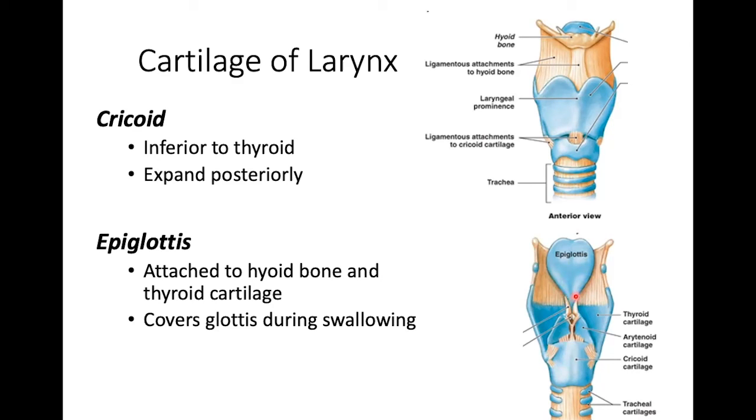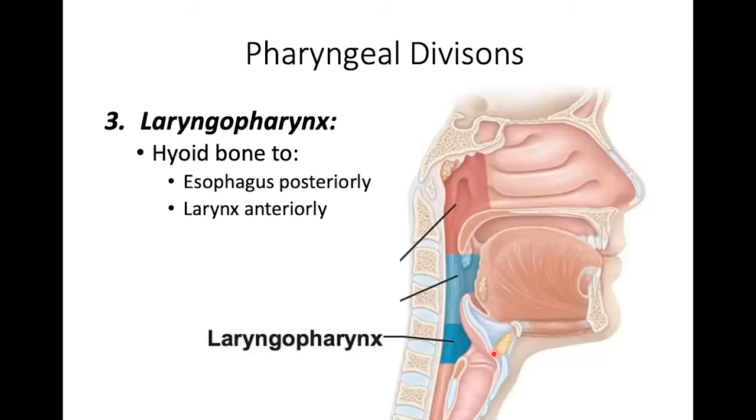And the last of the unpaired cartilaginous structures is the epiglottis. And in any of these lateral views, when we viewed the epiglottis, you saw it as this flap right here. This is the epiglottis itself, and this is its ligamentous attachment directly to the hyoid. Now, the epiglottis is responsible for closing off our airway whenever we swallow.